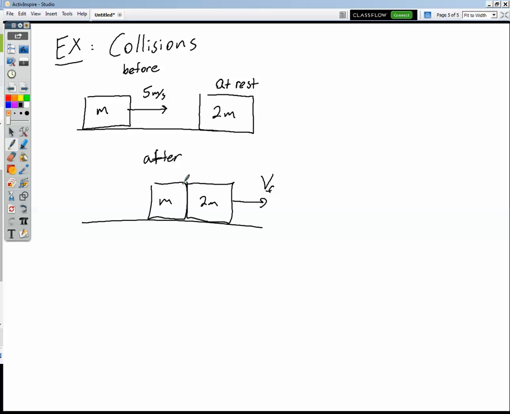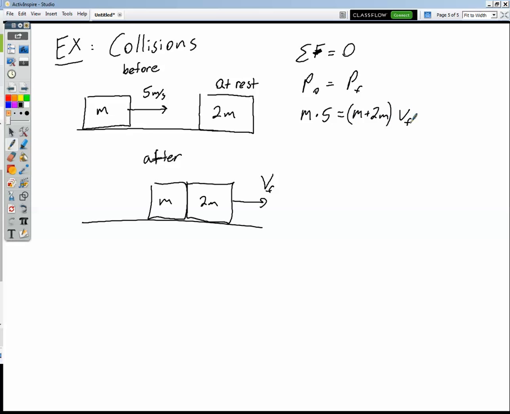All right, so net external force is equal to 0. That means that P naught is equal to P final. Initial momentum of the system is equal to the final momentum of the system. So we think, who's got momentum initially? The m cart does. So we have m times 5, that's mass times velocity, and that is a positive 5 moving to the right, is going to equal, now they're stuck together, so we have m plus 2m is the total mass times v final.